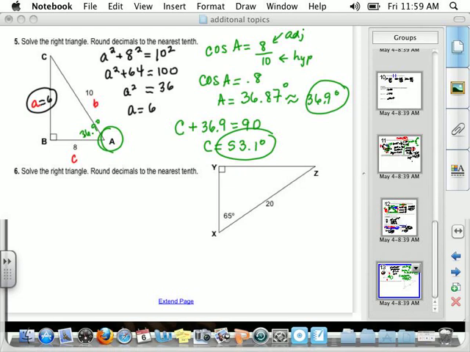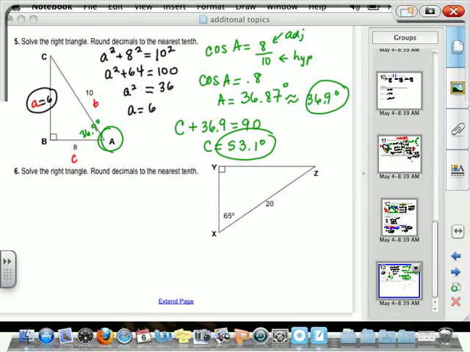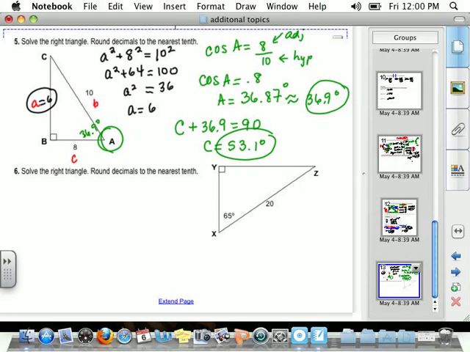But if I know that's 90, I'm just going to say these two angles have to add up to 90, right? So I'm just going to say angle C plus 36.9 equals 90 degrees. So 90 minus 36.9, too complicated? I get C equals 53.1 degrees. Okay, we have now solved the triangle. We have everything. All right, you guys try the next one.